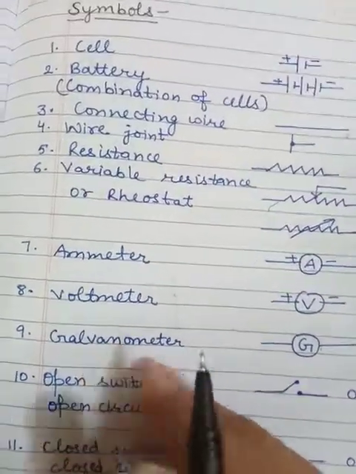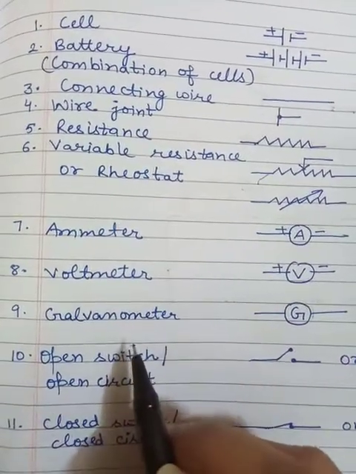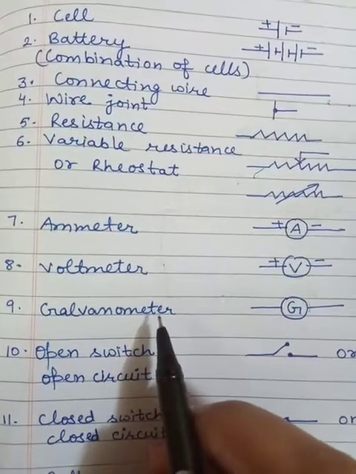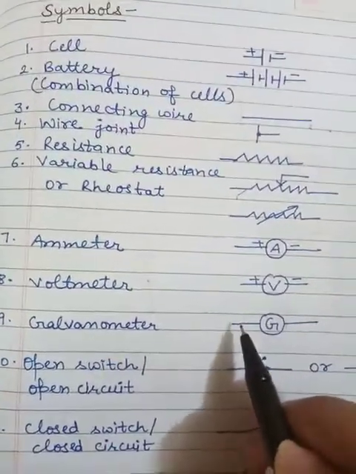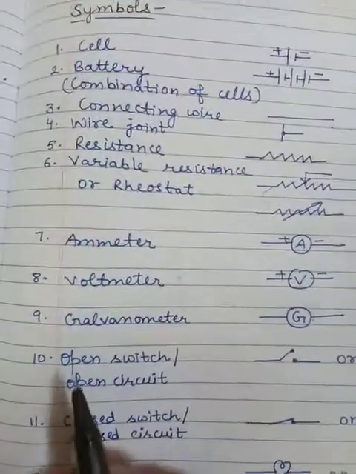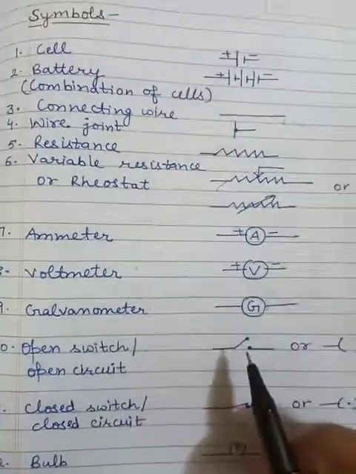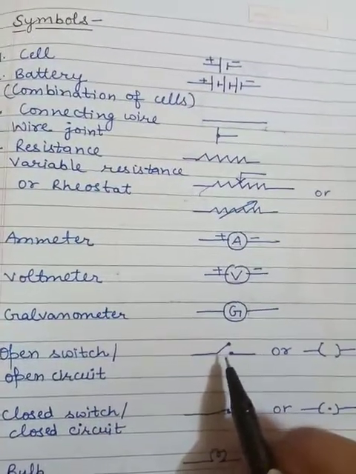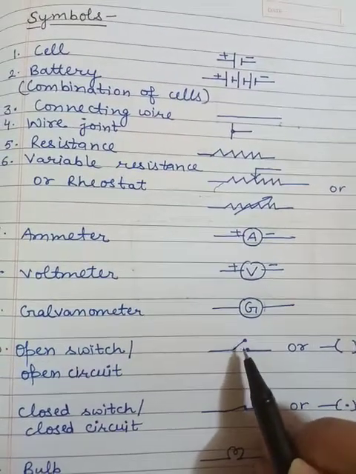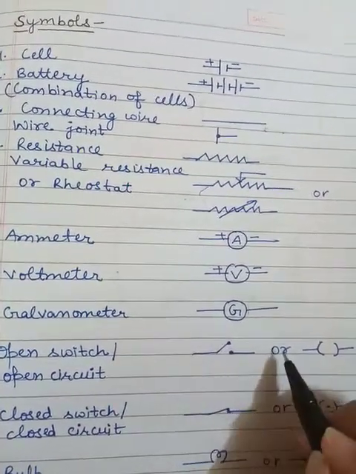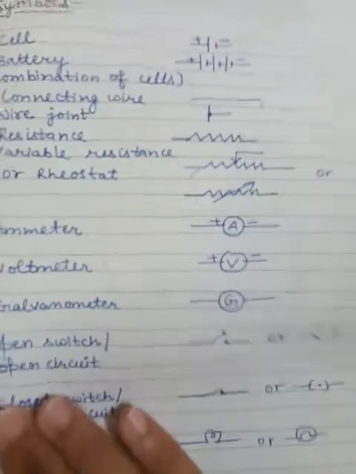Next one is the galvanometer. Galvanometer is the instrument which is used to indicate whether the current is flowing in the circuit or not. So it is represented in the form of capital G, having the circle, and these are the terminals. Open switch. Open switch means the open circuit. Look, there is a space in between, so that's why it is called the open switch, and it can be indicated in the form of these brackets and two terminals.